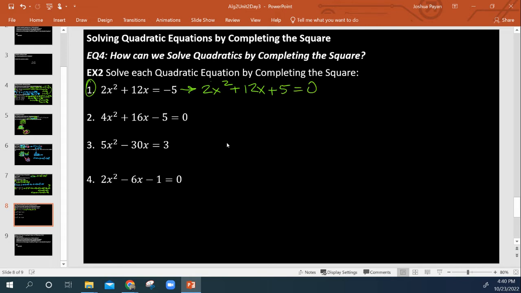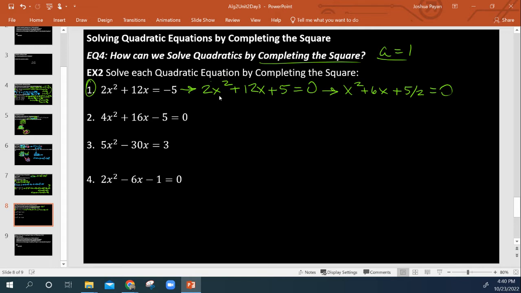So we have an a term. If we're going to complete the square, then we need a to be equal to 1. And here we see a is not equal to 1, it's equal to 2. So I'm going to just divide everything by 2, right? So I end up with x squared plus 6x plus 5 over 2 equals 0. Okay, now I can complete the square because a is in fact equal to 1 now.